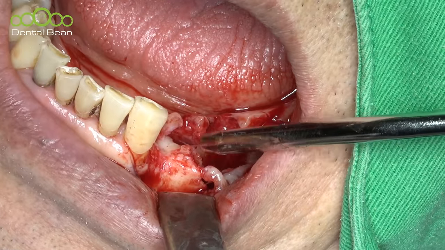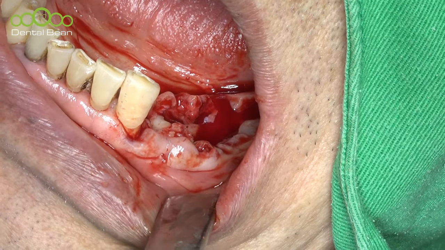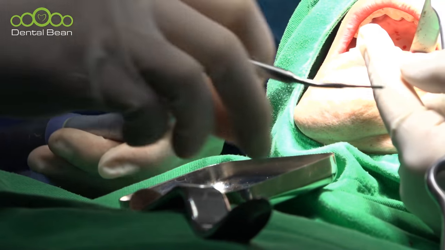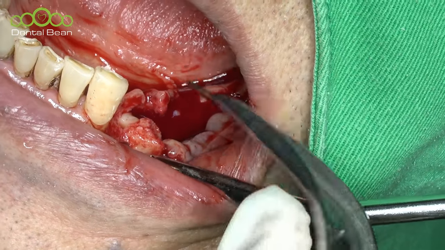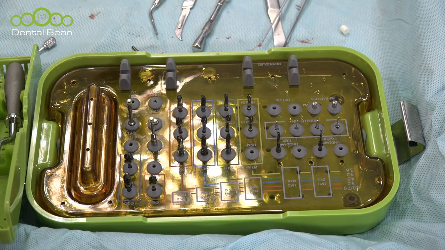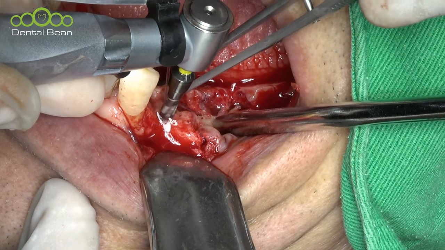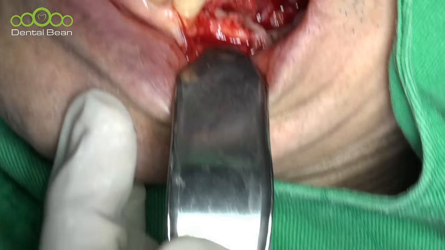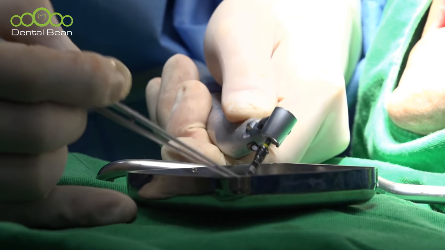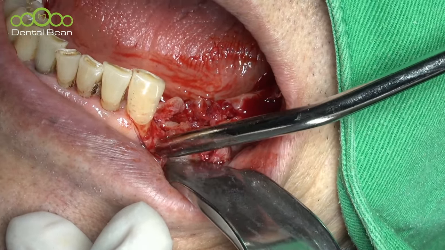This bone, please. I want to collect this bone. Collect. Okay. Next one, 3.6. You can collect this bone. So lowering the RPM is good at this time. Okay, next one, 4.0.